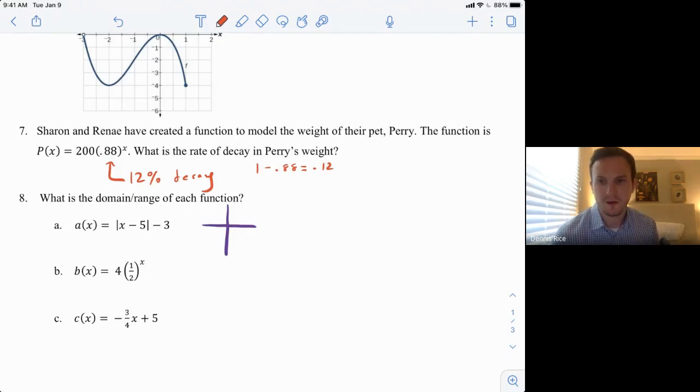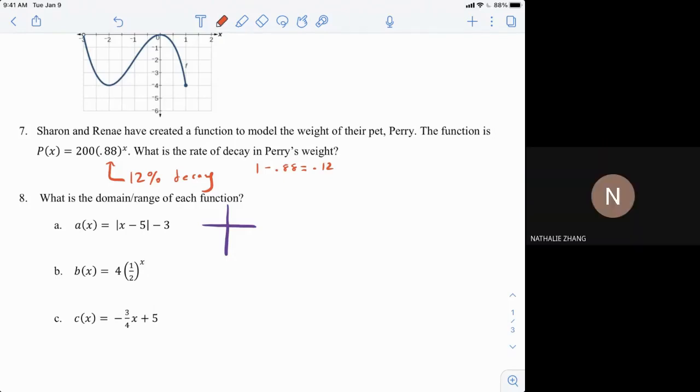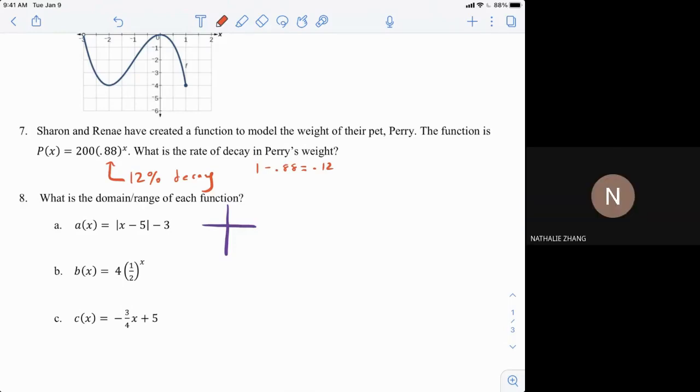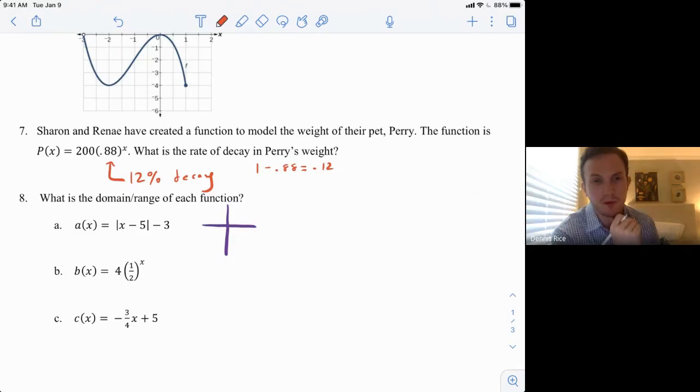Go ahead. If it was a growth, would it be a decimal? If it was growth, what do you mean? If it was growth, it would be like 1.1. Oh, okay. Yeah, for growth, it would have to be above 1. Growth is just a little bit more obvious because you can see the decimal. So if it was 1.25, you see the 25% growth there.